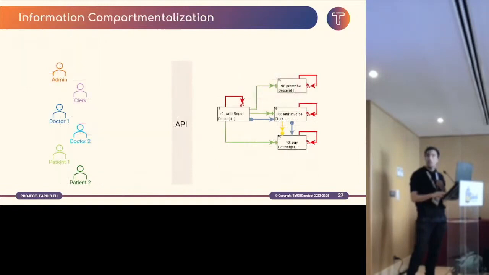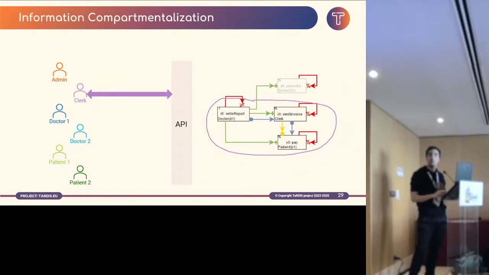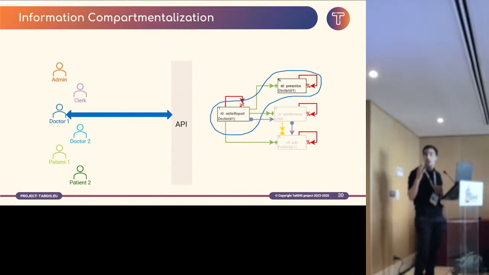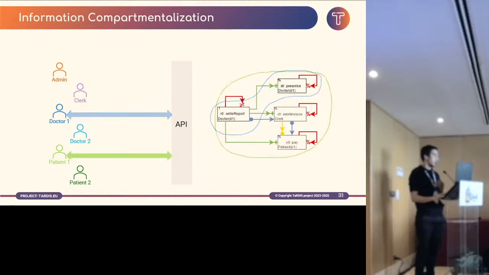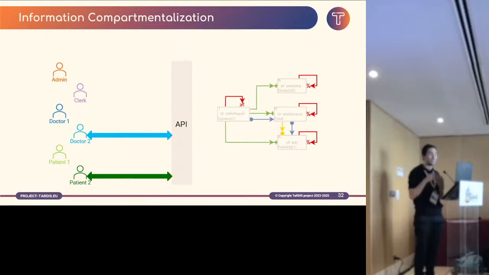Basically, our objective is that given some sort of API that users use to communicate with the graph, for instance, a REST API, we can compartmentalize information and therefore stop users with insufficient privilege from accessing secret information. For instance, an admin can access anything, but a clerk can only access billing information. A doctor has access to the report and the prescription, but not to billing information. A patient has access to everything, but unrelated patients and doctors, meaning that this is not the appointment's doctor nor the appointment's patient, cannot access anything.